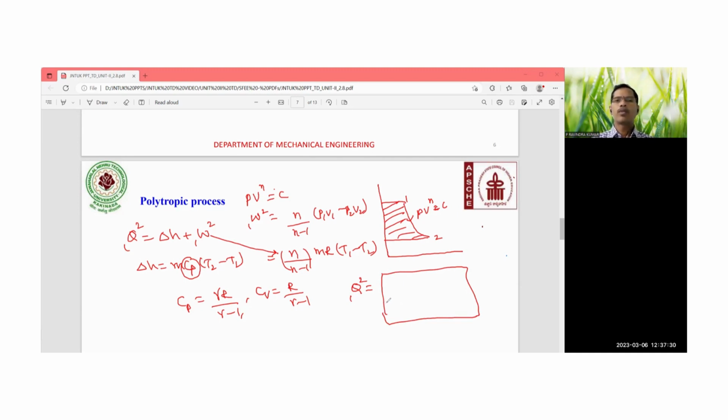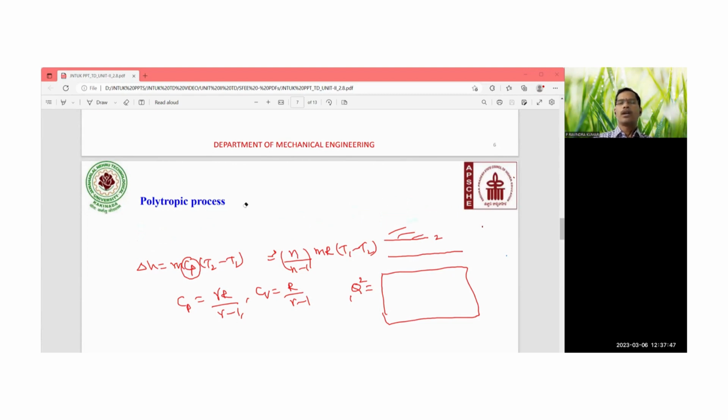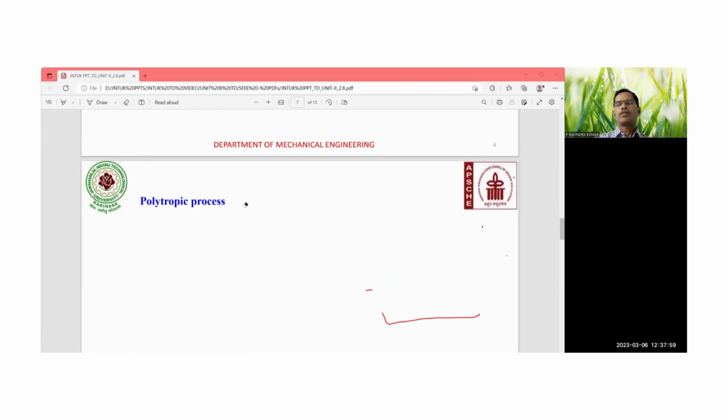So in case of a polytropic process, what are you going to get? Strictly, when you observe the PV planes on this side, what is the basic difference between how the polytropic process is represented on the PV plane and on the temperature versus entropy plane? The PV plane representation, especially from the thermodynamics point of view, is more necessary.